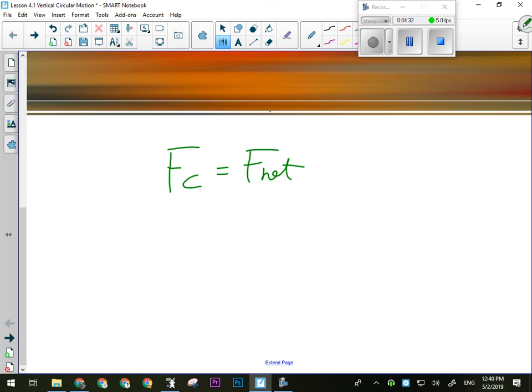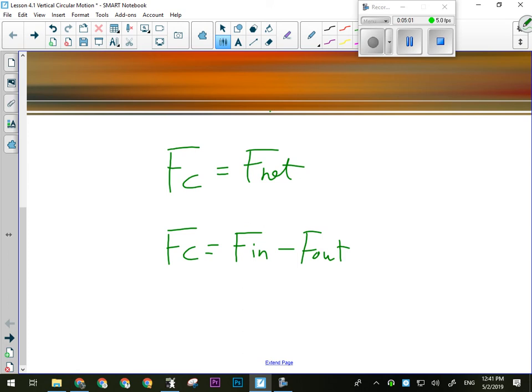Okay? And we calculate net force using the vector sum of all forces. The only directions that forces can act in a vertical circle is into the circle and out of the circle. And that's it. That's where we get the formula for vertical circular motion. Centripetal force equals the forces in minus the forces out.